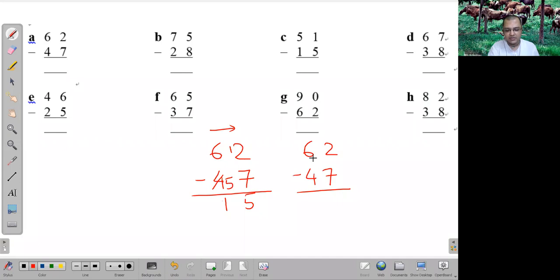So I'm explaining once again. 6 minus 4 is 2, but because the next column subtraction is not possible. Not possible means we are subtracting a bigger number from a smaller number. That is what we mean by not possible. So instead of 4, we will do 5. We are adding 1, and that 1 we will take here also. 6 minus 5 is 1, and 12 minus 7 is 5.